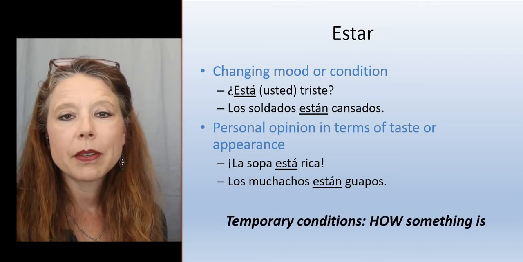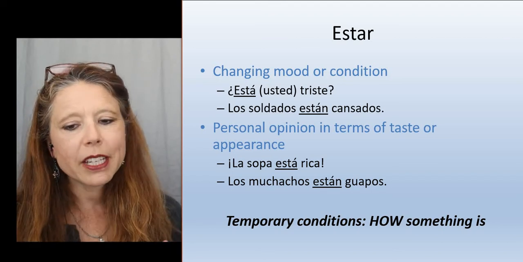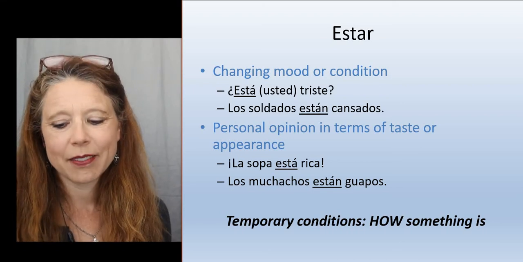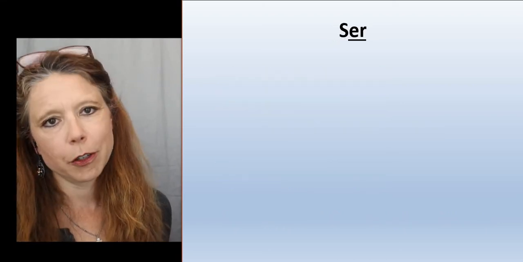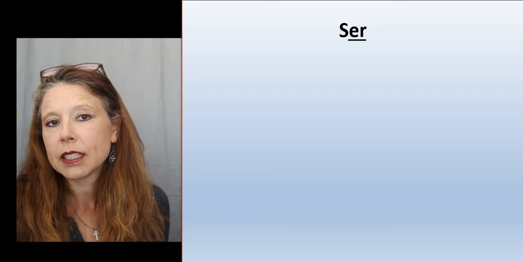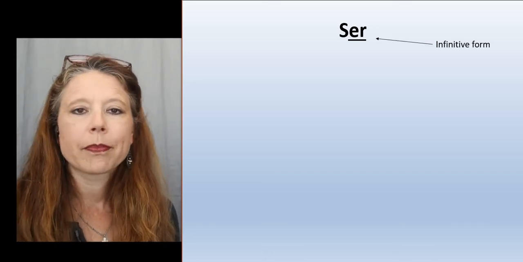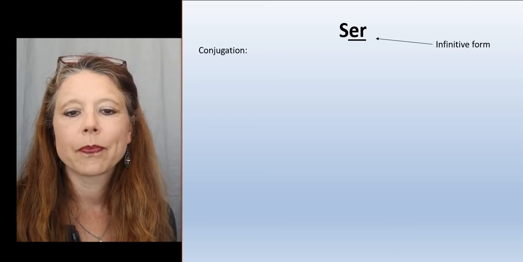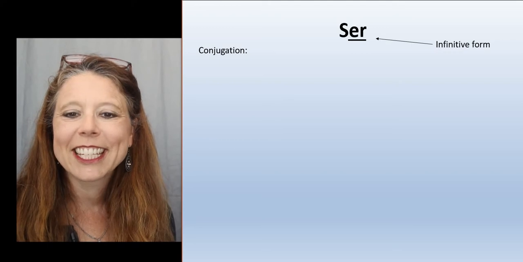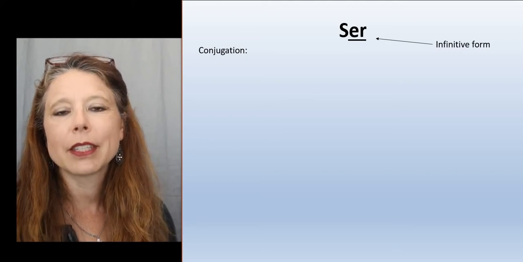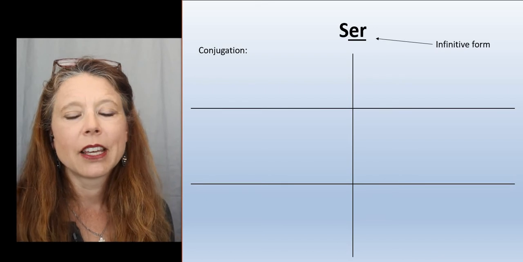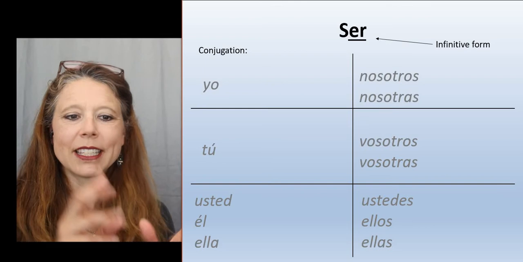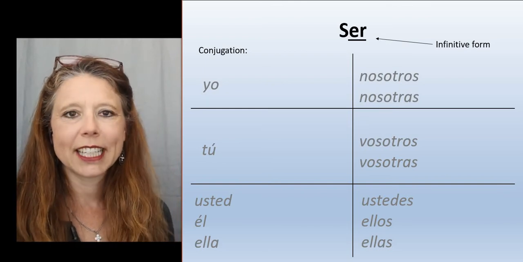Just to sum up, if you just remember, for more temporary conditions, how something is, we're going to use the verb estar. Now let's take a look at the verb ser. Again, it means to be. The infinitive unchanged form is ser. But we have to conjugate this verb to go with the subjects of the sentences. So we put up this handy dandy table again. Stick our subject pronouns in there and let's take a look.